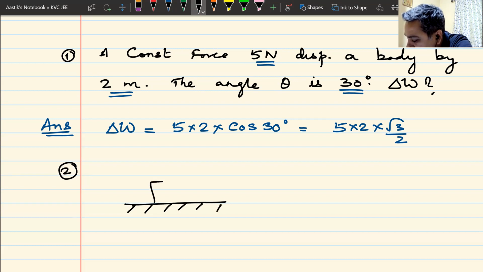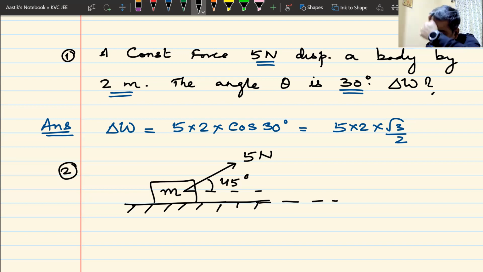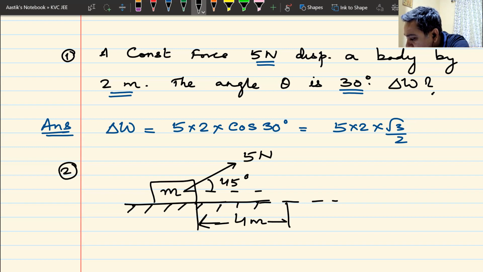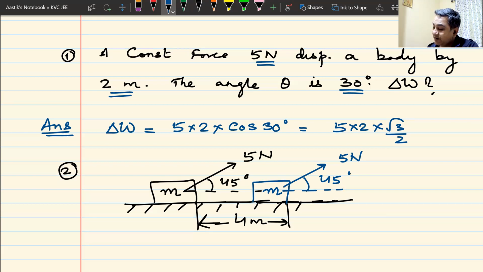Now I make this question. Now instead of dictating this question, I am just writing this question. So now I have a force of 5 Newton at 45 degrees. And what I am going to do is displace this body by 4 meters. Initially the black one is the position of this body. Finally, the blue one is the position of this body. Force remains same. Angle also remains same. The body has been displaced by 4 meters.